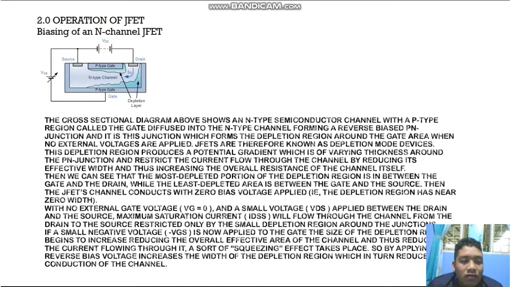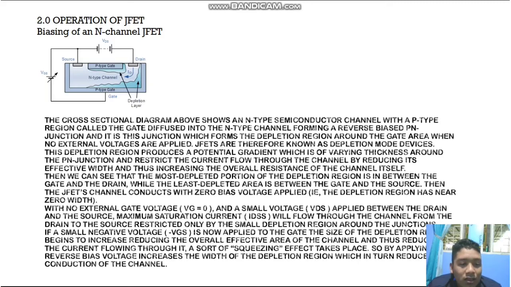Next, for operation of JFET, biasing of an N-channel JFET. The cross-sectional diagram above shows an N-type semiconductor channel with a P-type region called the gate diffused into the N-type channel, forming a reverse bias PN junction. And it is this junction which forms the depletion region around the gate area when no external voltage is applied. JFETs are therefore known as depletion mode devices.